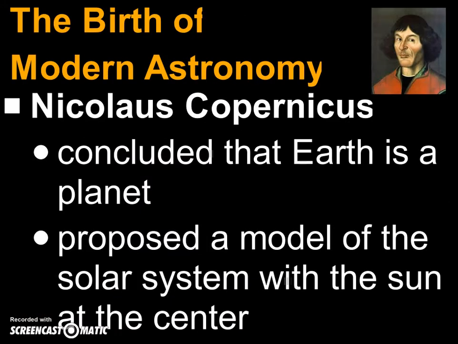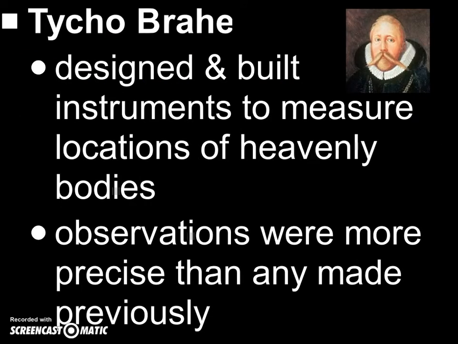So let's talk about the birth of astronomy, or modern astronomy, and who really came into play into making this. So the first guy we're going to talk about is Nicholas Copernicus. He decided that Earth is a planet, and he proposed the model of the solar system where the sun is the center. So he's our heliocentric guy. We also have Tycho Brahe. He designed and he built instruments that would measure the locations of these celestial or heavenly bodies, as they were called, our planets, our moons, that sort of thing. He also made observations that were more precise than anybody else had previously done.